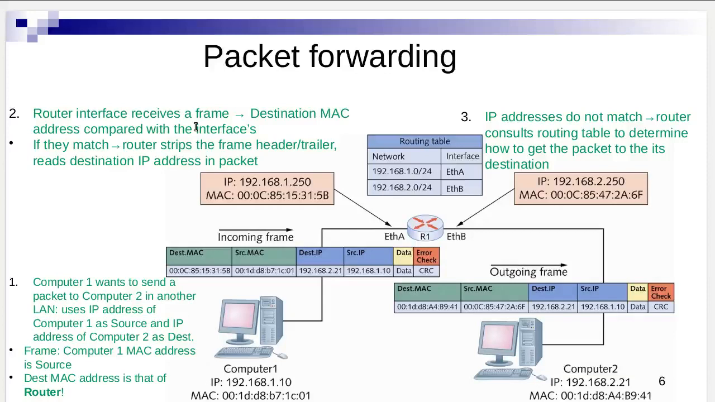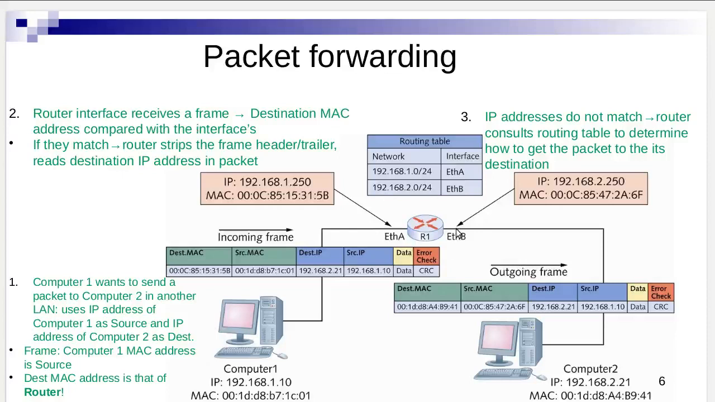And so what the router says is, okay, this is coming to me. I'm going to open it up and look inside the packet, and then it looks at the destination IP address, figures out it's not for the router, so it consults the routing table. It says, okay, I know where this goes. Just send it out Ethernet B.